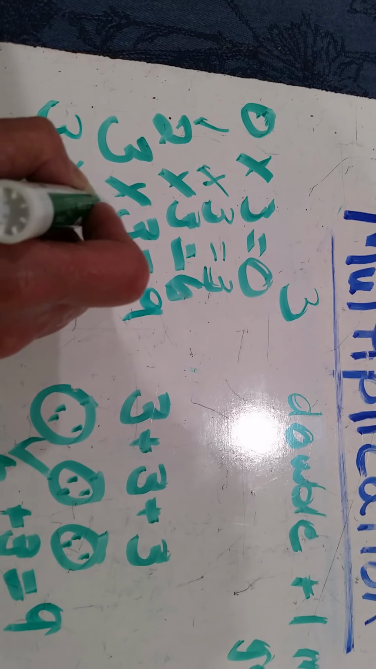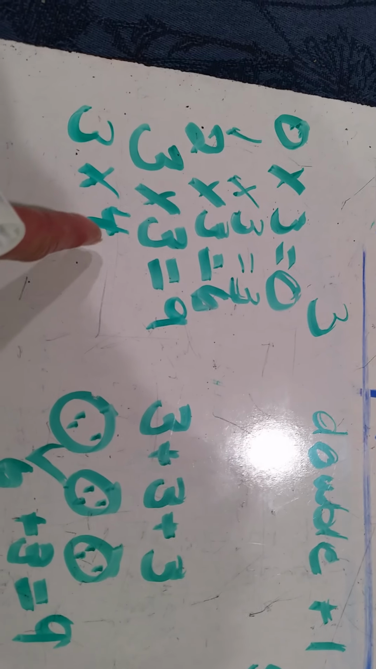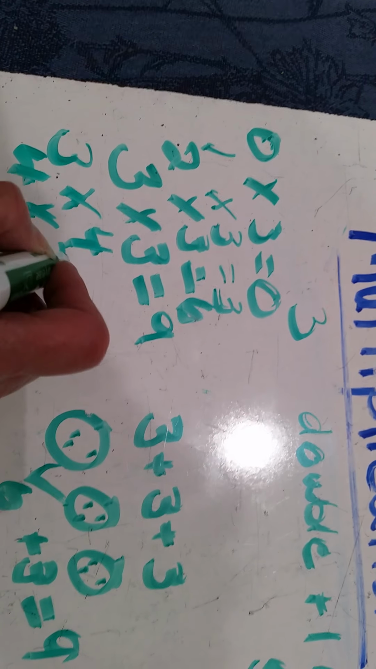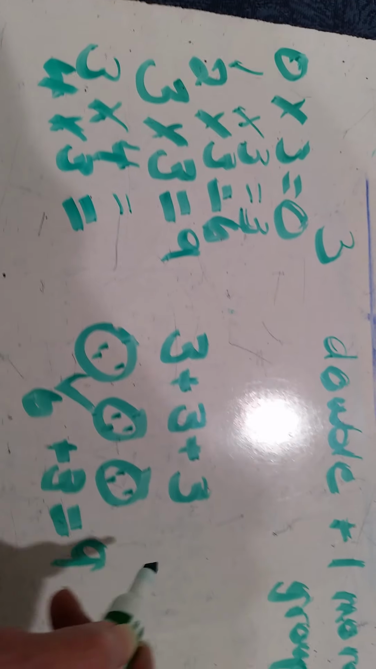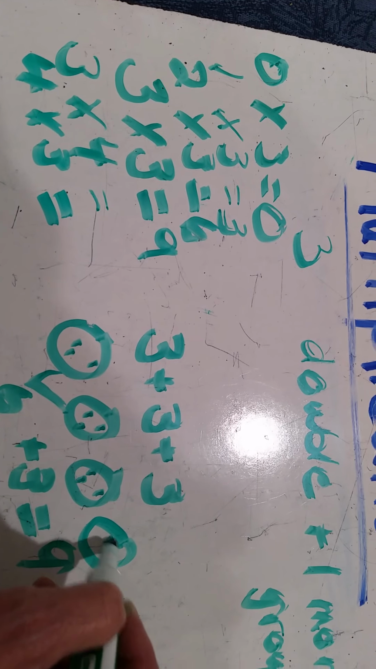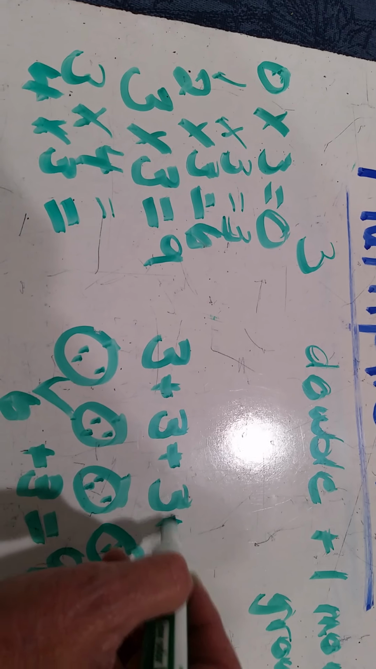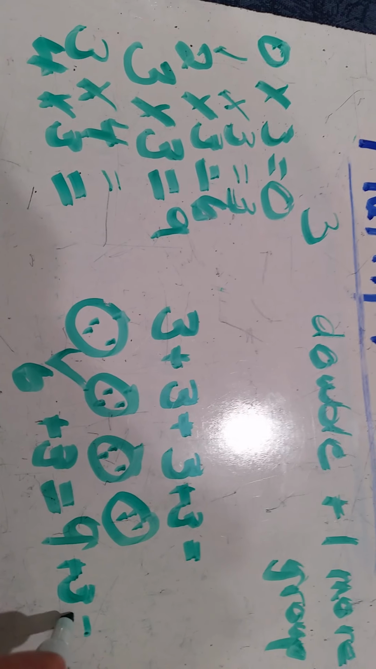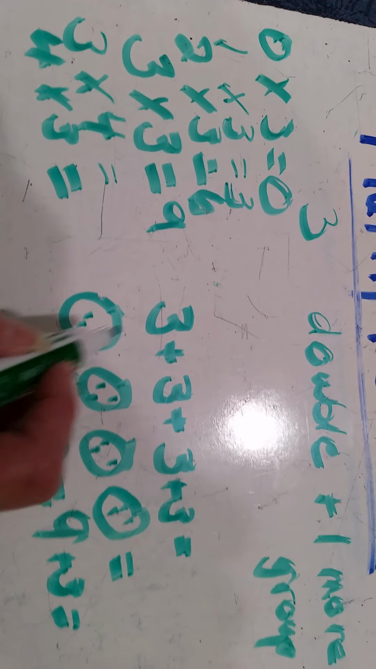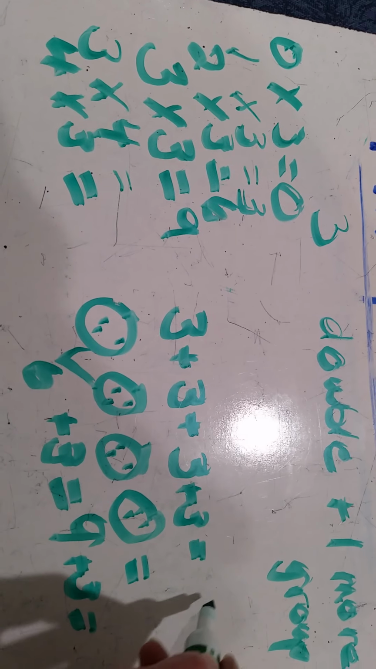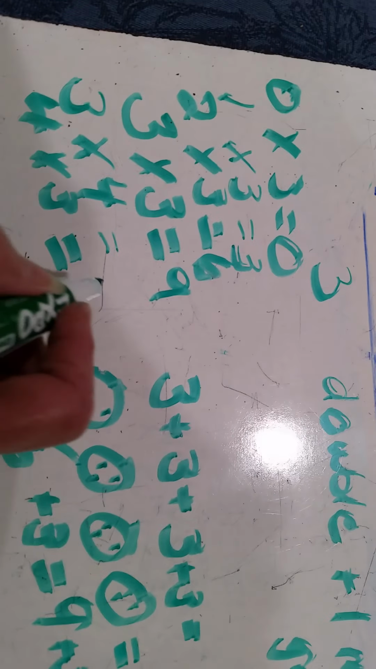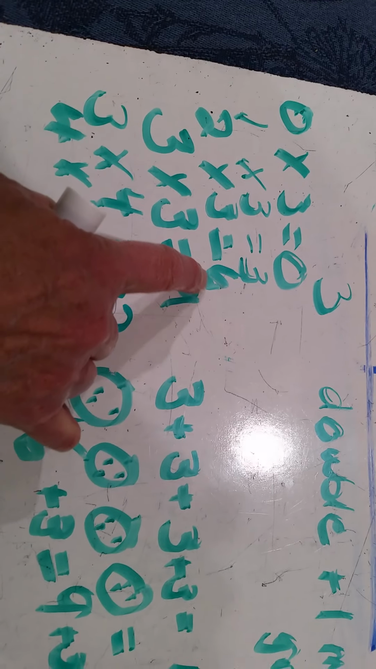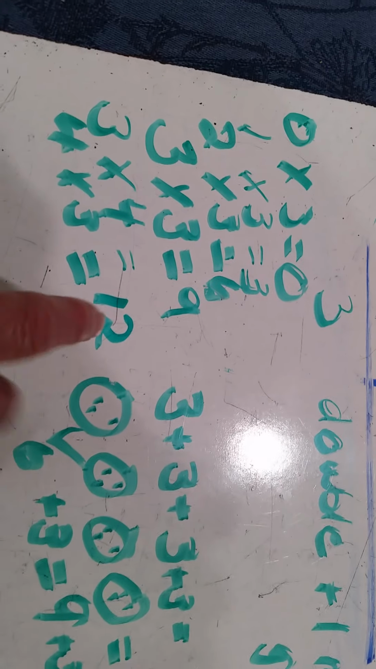3 groups of 4, or 4 groups of 3. We can write it either way, because it's going to be the same answer. And we just add one more group of 3 here, and one more group of 3 here, and one more group of 3 here. All 3 are going to be 6 plus 6 is 12. Now remember, multiplying by 4s means the double of the double. Here's your double. 2 times 3 is 6. We double that number, we get 12.